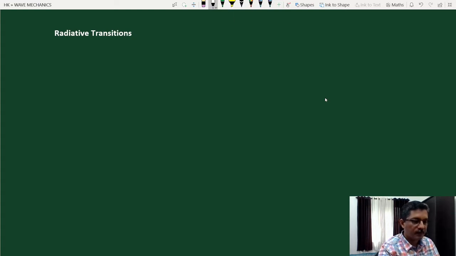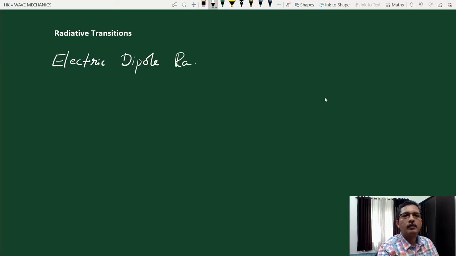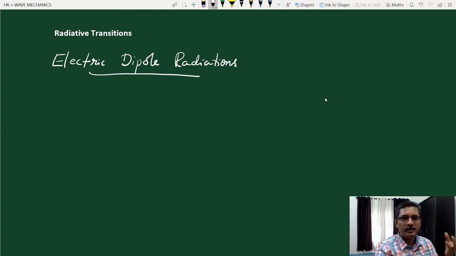Electric dipole radiations. So the result in classical electrodynamics is that the most efficient system of radiating electromagnetic radiations is an oscillating dipole.